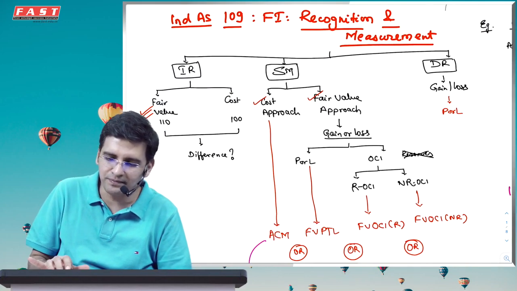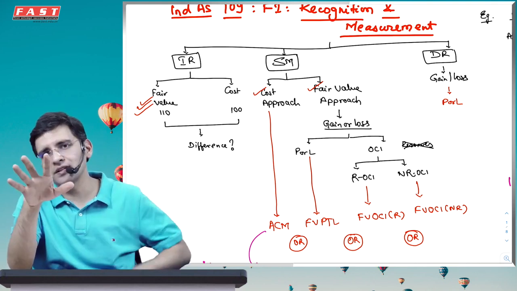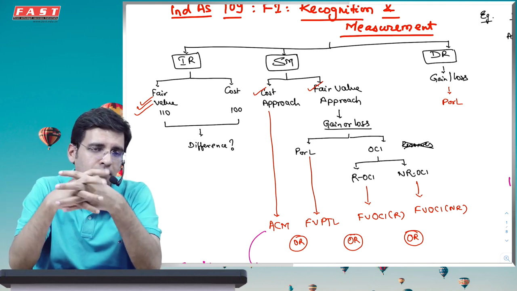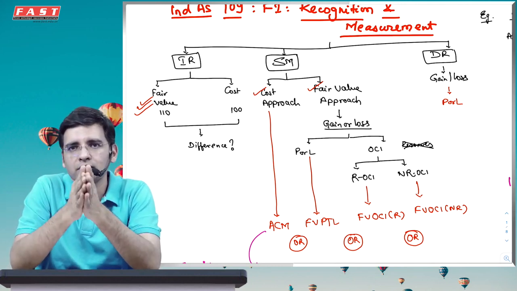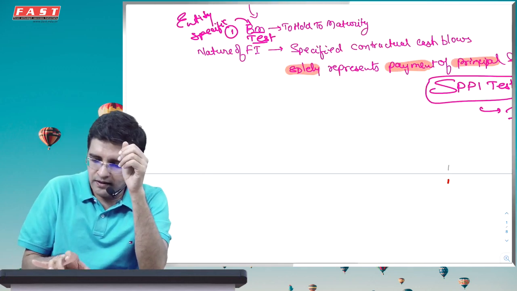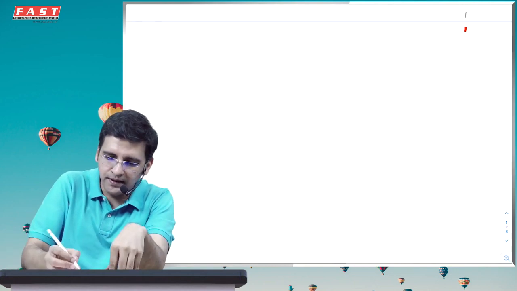Initial recognition, you'll be surprised to know, is always at fair value. And this is actually a big deal of discussion, because please understand, when you buy a fixed asset, property, plant, equipment, you always initially record it at cost. So you buy 100 rupees of land at, let's say, for example, I say that, okay, cool.